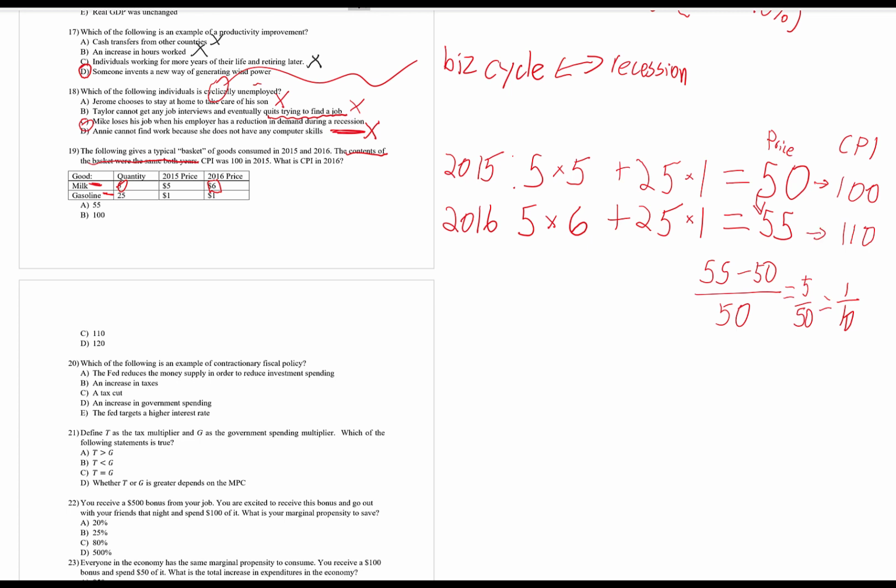The other way to do this is if you see CPI is 100, price is 50, you can say, oh, well, price times 2 is equal to CPI, and 55 times 2 is equal to 110. So that's 110.